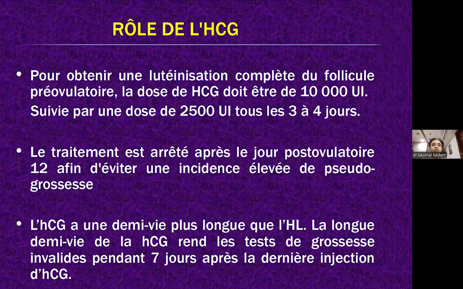So the role of HCG is to achieve complete luteinization of the pre-ovulatory follicle. The dose should be 10,000 IU of HCG, which is then followed by just 2,500 IU or 1,500 IU every 3 to 4 days. The treatment is stopped after the 12th post-ovulatory day to avoid pseudo-pregnancy. After the 12th day, do not administer HCG, because otherwise there is no point.